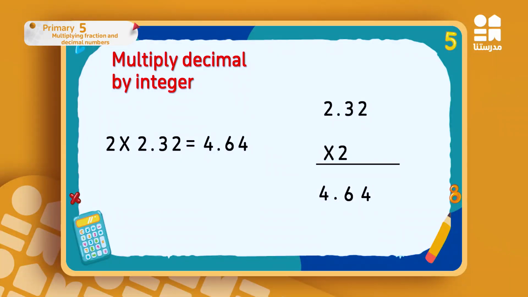Now, this is an example again about decimal, multiplying decimal by integer. So 2 times 2.32, again, I will put them on top of each other or under each other. So 2.32, then multiply by 2. The 2 down. Here I multiplied by the units first. So 2 times 2 is 4. Then 2 times 3 is 6. Bring down the decimal point. Then 2 times 2 is 4.